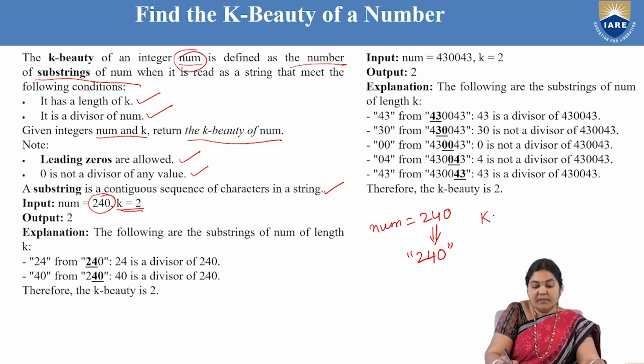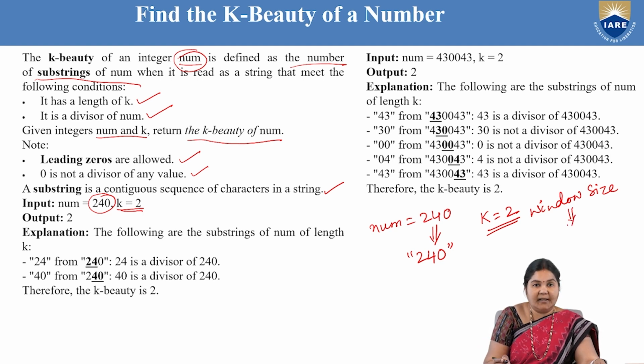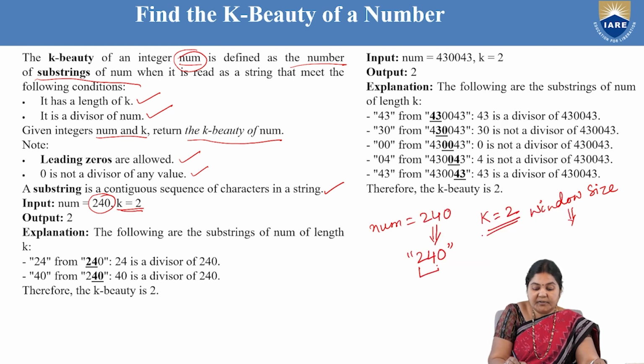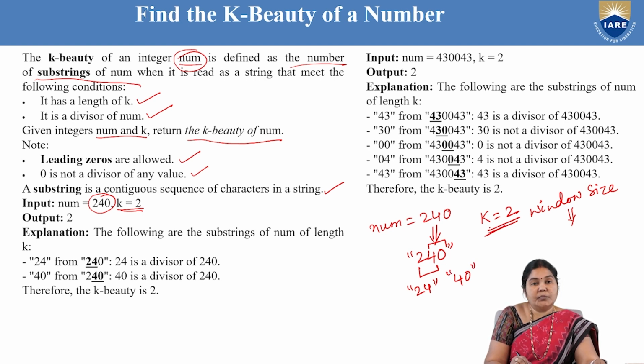That means you have to form substrings of length 2, which we also call the window size. Window size is nothing but the substrings, subarrays or sublists of a particular length. So here the k value is equal to 2. We make the first substring 24, and after sliding, the second substring will be 40. With a window size of k equal to 2, we can form two substrings from the original number: 24 is one substring and 40 is the other.